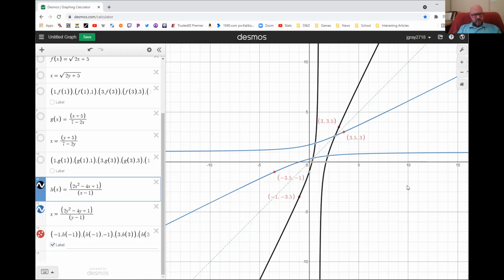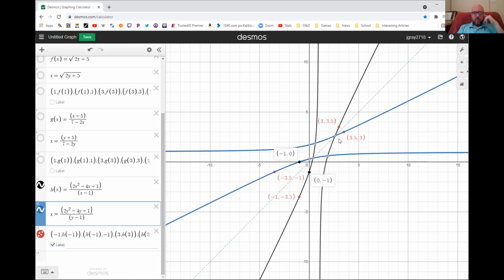Did I not do the tens? Whatever. Yeah, so you can see a point here turns into a point there. Point here turns into a point there. Point here turns into a point there. Right? So it's just mirror images through the line y equals x.